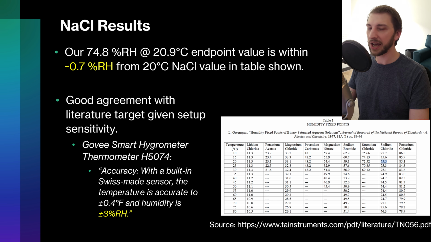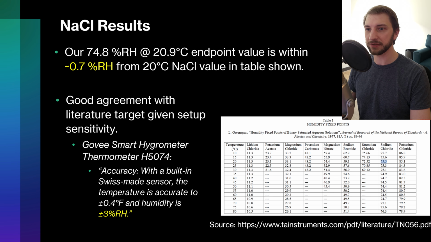First off, how good is our humidity sensor? Literature says when you have a saturated sodium chloride solution at 20 degrees Celsius, you should see 75.5. We got 74.8, and that's off by 0.7% relative humidity. That's pretty good, given that the humidity sensor itself says the sensitivity is going to be plus or minus 3%. Being off by 0.7, very respectable.